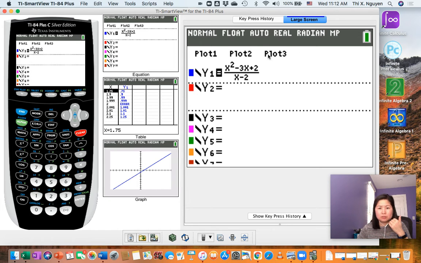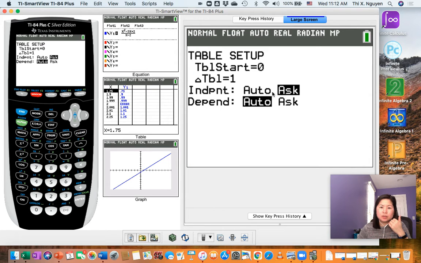Step number 1, we enter the function. Step number 2, we press second window. Over here, notice the independent. I'm going to use the arrow to go down and highlight the word Ask, not Auto. If your calculator is not set that way, that's what you need to do. What Ask means is that you have to enter the x values in the calculator. If you don't enter the x values, it will not populate anything for you. The dependent is the y. We don't need to change that, okay?